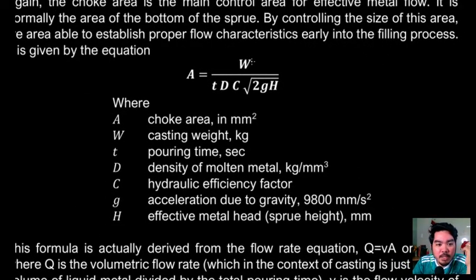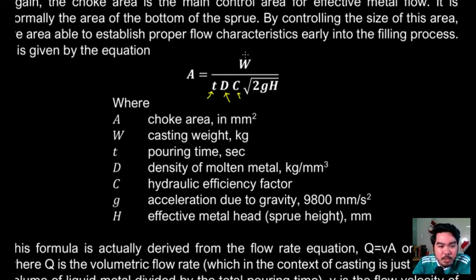So we have the weight of the casting, the pouring time, which we have already calculated, the density of the casting, and we also have the hydraulic efficiency factor, which is like a correction factor lang, no? The hydraulic efficiency factor, because in most cases hindi kasi 100% magpa-flow yung material natin, no? So there is an efficiency factor involved. Then we just multiply it by square root of 2gh.